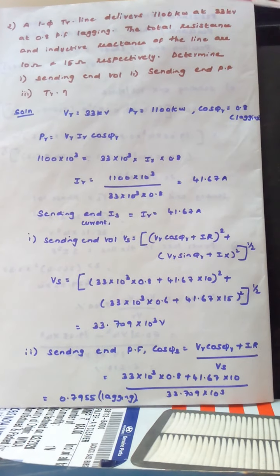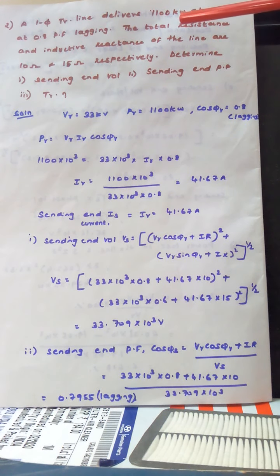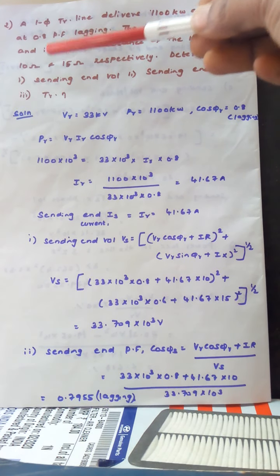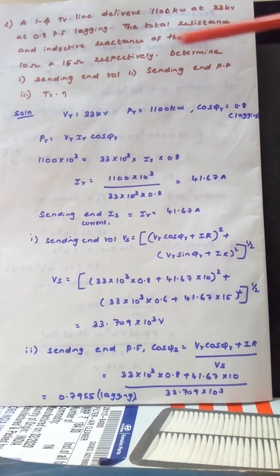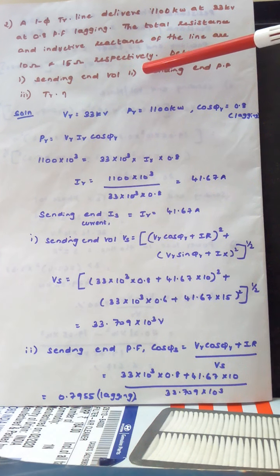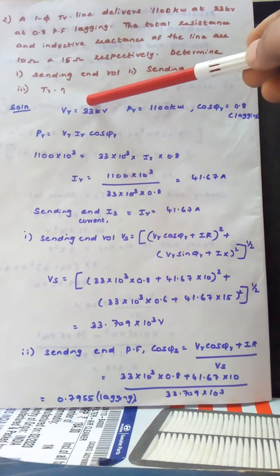So next problem: a single phase transmission line delivers 1100 kilowatt at 33 kilovolt at 0.8 power factor lagging. The total resistance and the inductive reactance of the line are 10 ohm and 15 ohm respectively. Determine the sending end voltage, sending end power factor and transmission efficiency.